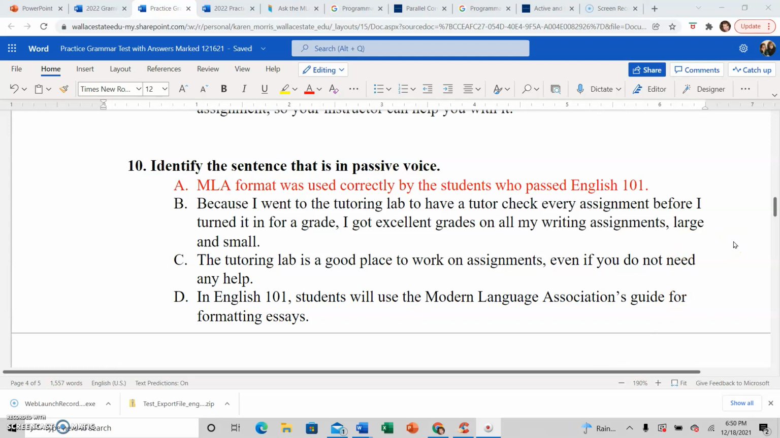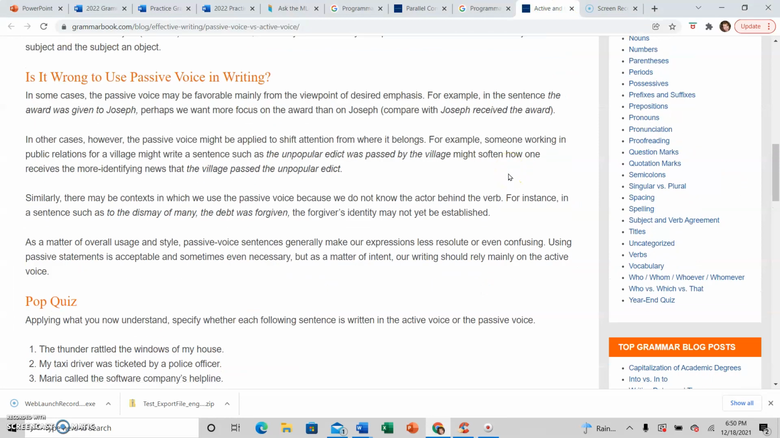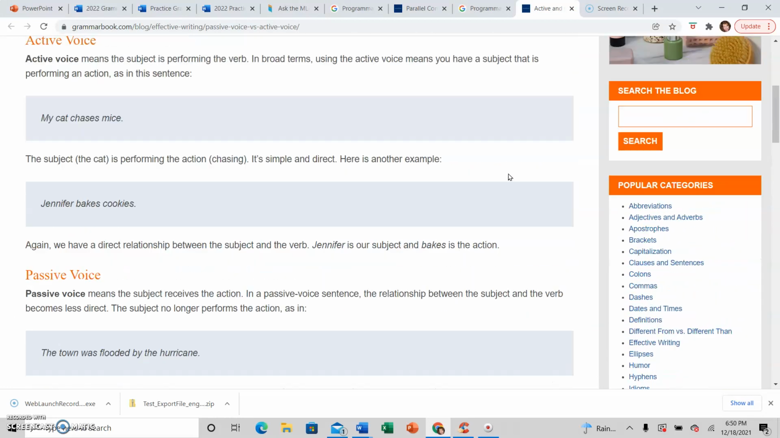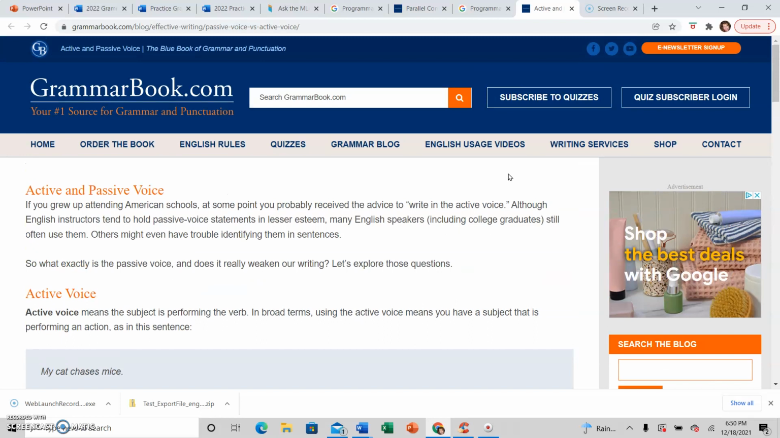Again, if you have any trouble choosing between active voice and passive voice, I encourage you to read this article on active voice and passive voice. Get some extra practice even from the tutors in the tutoring lab, and you'll be in good shape.